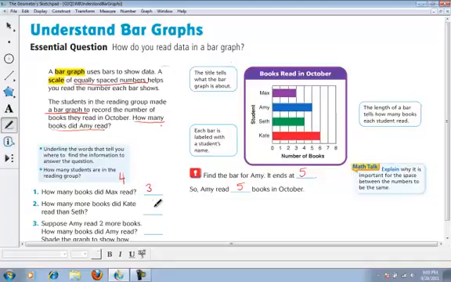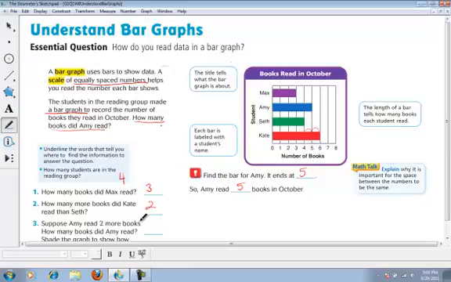How many more books did Kate read than Seth? Well, let's look. Kate read 6 books, and Seth read 4 books. So this part of the graph, or these 2 increments here, show that Kate read 2 more than Seth.